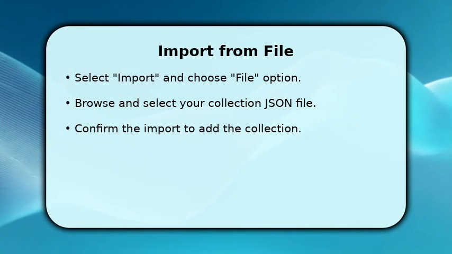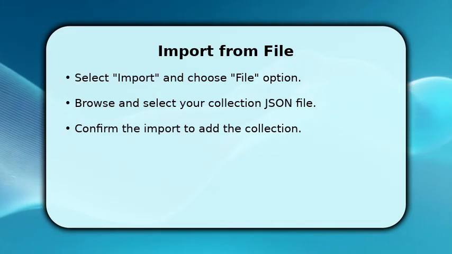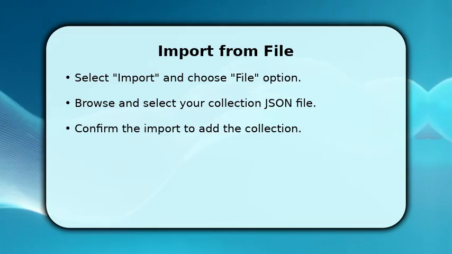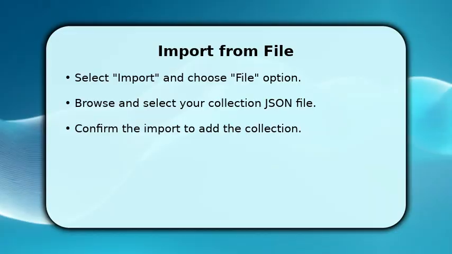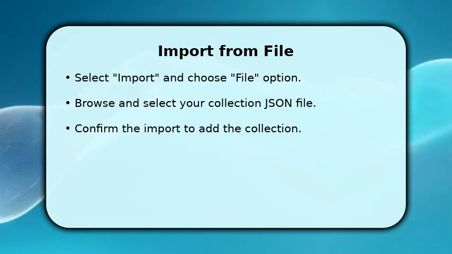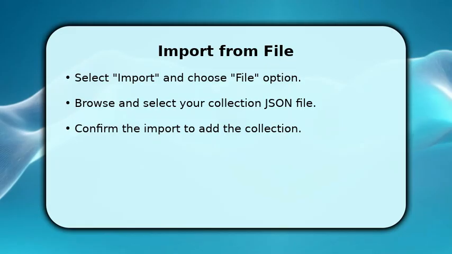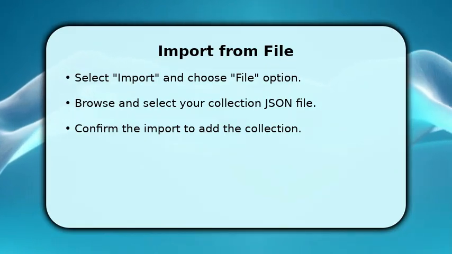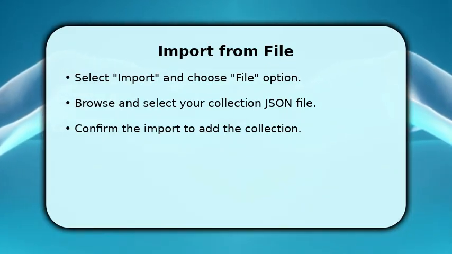First, let's look at importing a collection from a file. Open Postman and click the Import button, usually found in the top left corner. From the options, select File and then navigate to where your collection's JSON file is saved on your computer. Choose the file and click Open. Postman will then process the file, and you'll see your new collection appear in your workspace, ready for use. It's a straightforward process for local files.